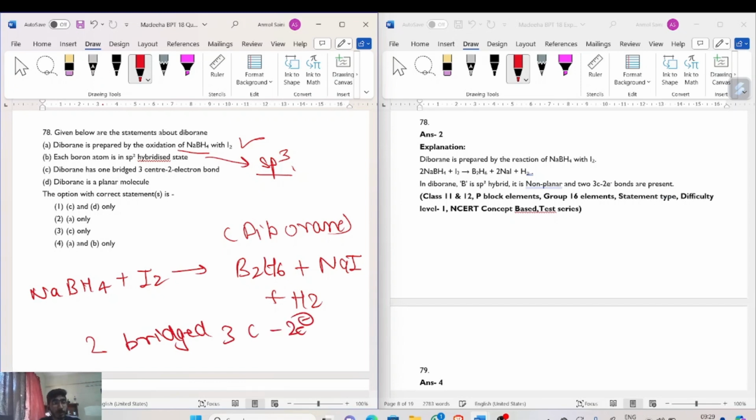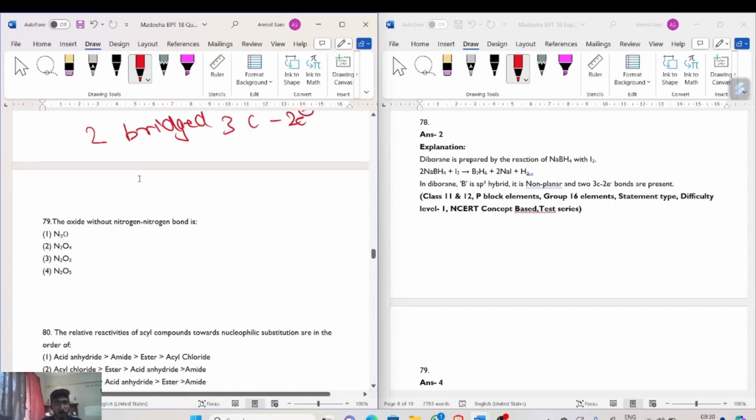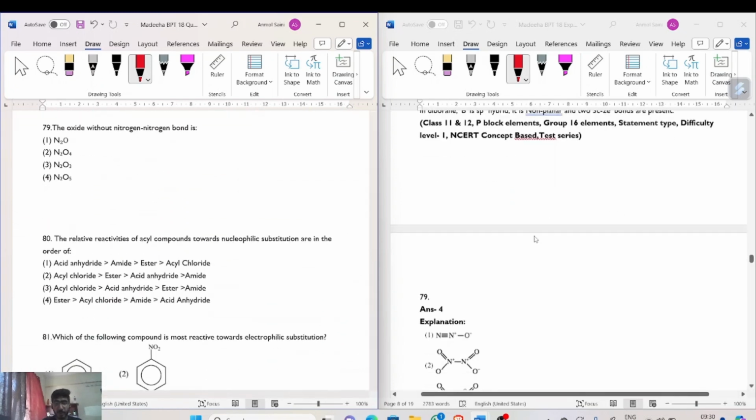Now, diborane is a planar molecule? No, it is a non-planar molecule. So the only correct option is option A. So the correct answer will be option number 2 here, because only option A is correct. Now comes to question number 79.